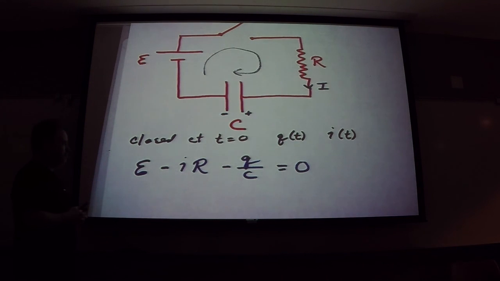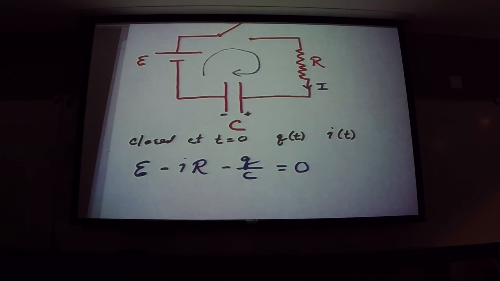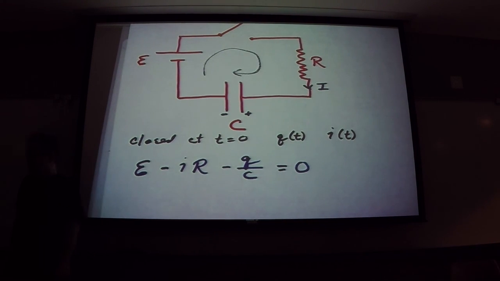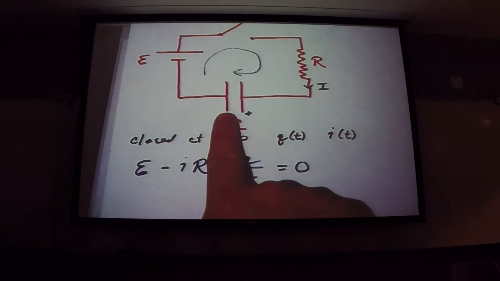Now, a problem you see with this is that it looks like there are two variables, but only one equation to deal with. And we don't have any junctions here. It's just one loop, just one current. But the charge on the capacitor is related to the current, because the current flowing onto the capacitor is what is charging it.